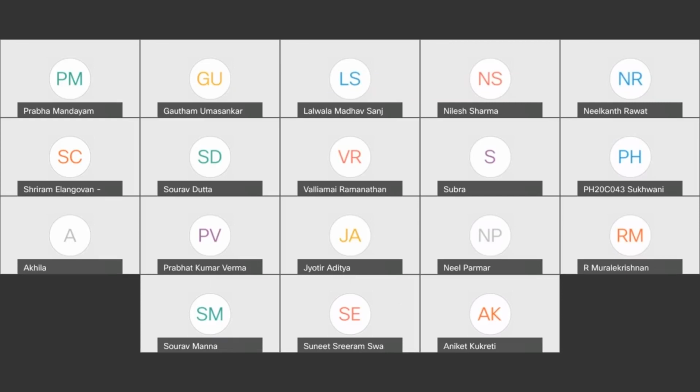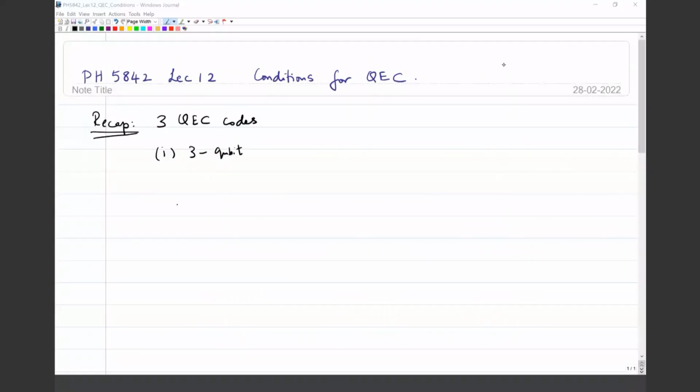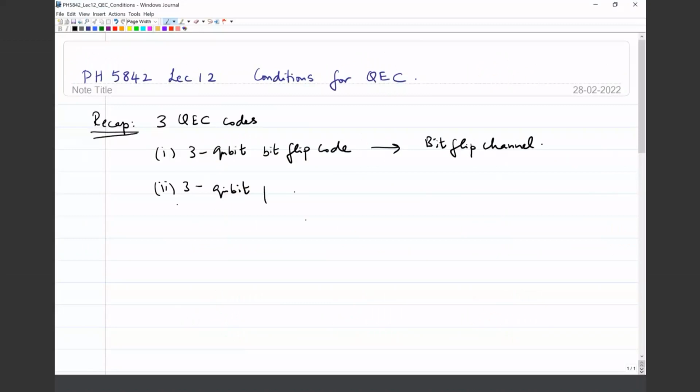All right, let's continue. So we've discussed 3 examples of quantum error correcting codes, and we've seen their different properties and how they encode, how they detect and correct for errors, right? So the first is the 3-qubit bit flip code, and this was specific to the bit flip channel. The second was the 3-qubit phase flip code, and this was specific to the phase flip channel.